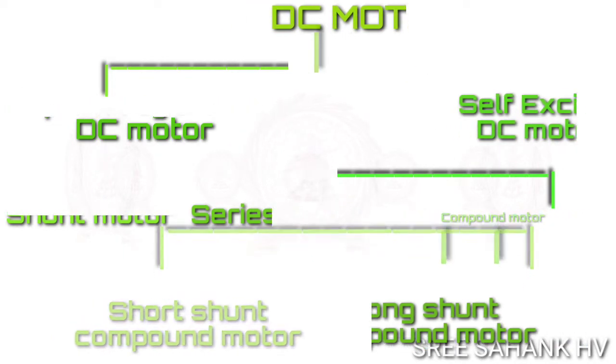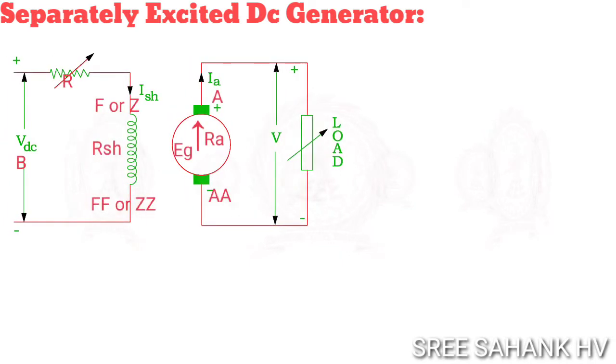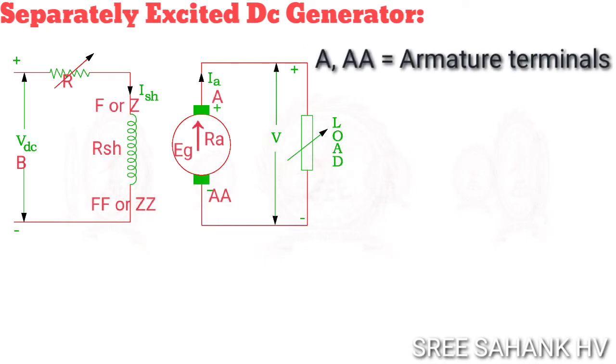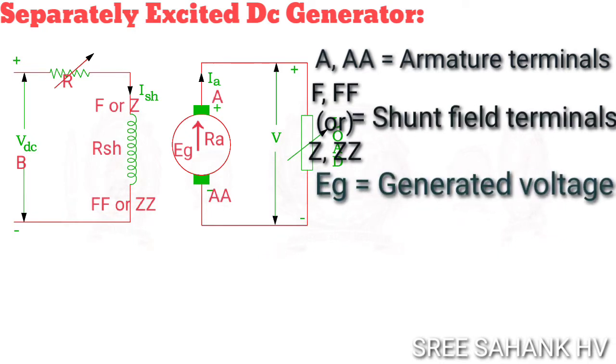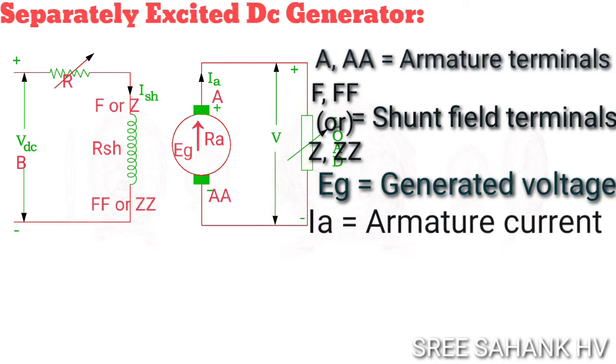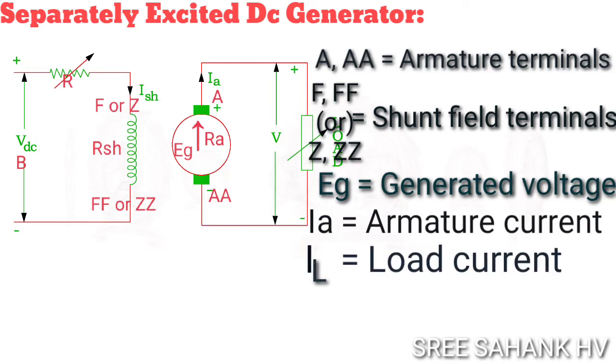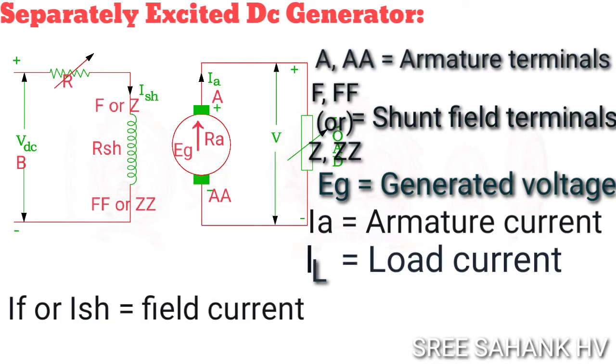First one is separately excited DC generator. Here AA means armature terminals, FF or ZZ means shunt field terminals, EG means generated voltage, IA means armature current, IL means load current, IF or ISH is equal to field current, B is equal to battery.